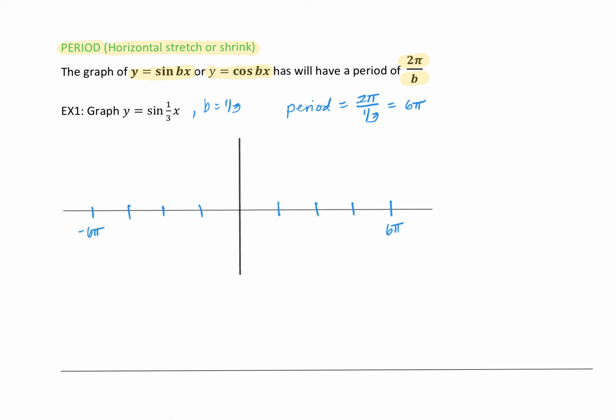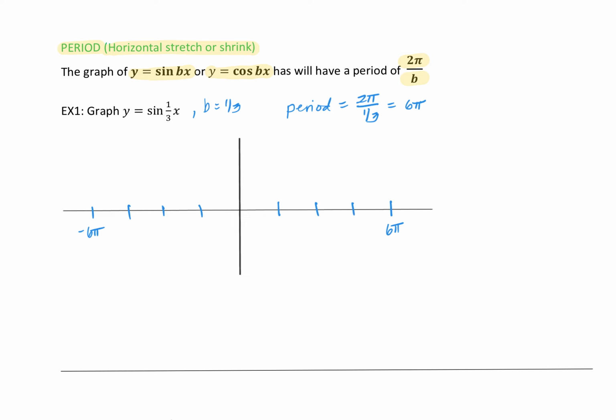And that's it. So to graph a change in period, like to graph a change of amplitude, you just relabel the y-axis. If the amplitude is 2, you go from 2 to -2 instead of 1 to -1. Simple. To change the period on your graph, instead of writing 2 pi and -2 pi, in this case, our new period is 6 pi.